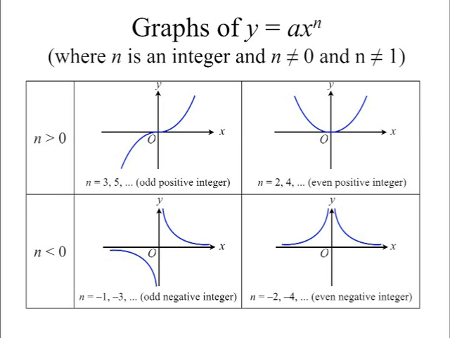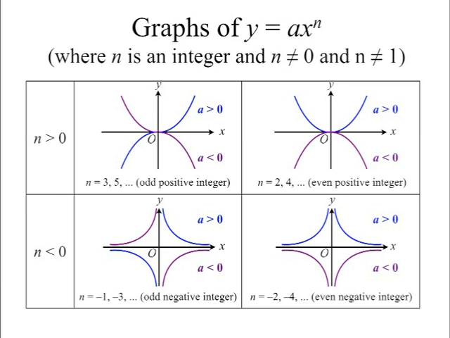So again, let's look at the top left box. When a is negative and n is an odd positive integer, the sketch will look like this. When a is negative and n is an even positive integer, it will look like this. When a is negative and n is an odd negative integer, it will look like this. And when a is negative and n is an even negative integer, it will look like this.